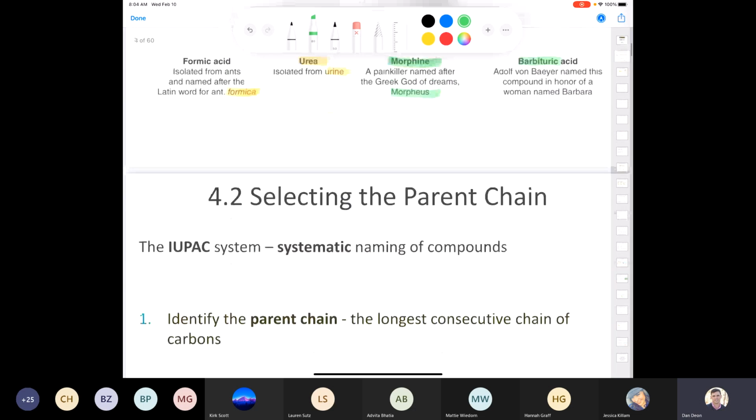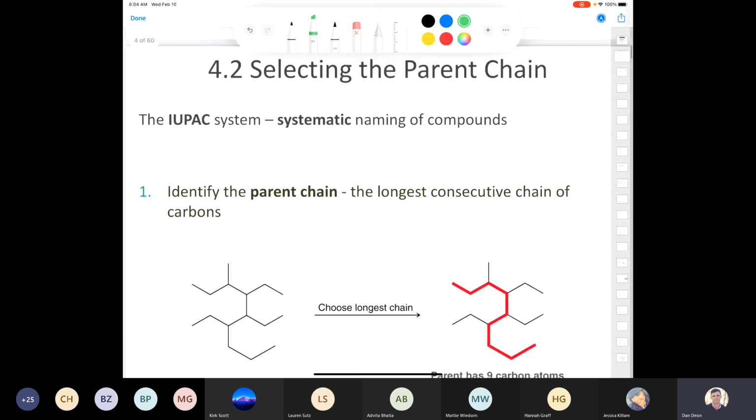Anyhow, now when we're talking about the IUPAC system, this is a systematic way of naming compounds. So sometimes you'll hear me refer to it as the IUPAC. Other times you'll hear me refer to it as a systematic way of naming compounds. They both mean the exact same thing. IUPAC, again, stands for International Union of Pure and Applied Chemistry. So this is a set of rules that we can use to name compounds that will be agreed upon within the entire scientific community.